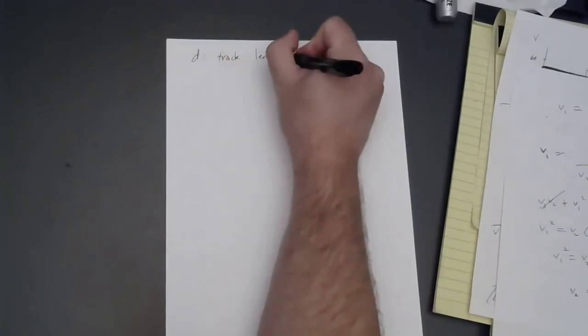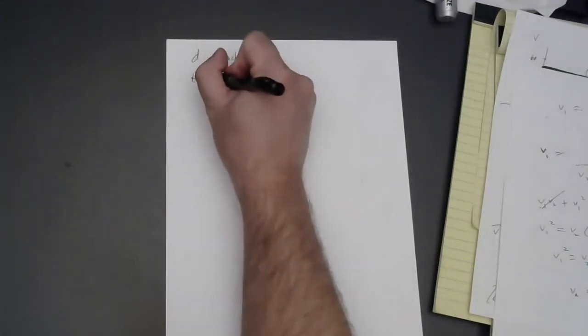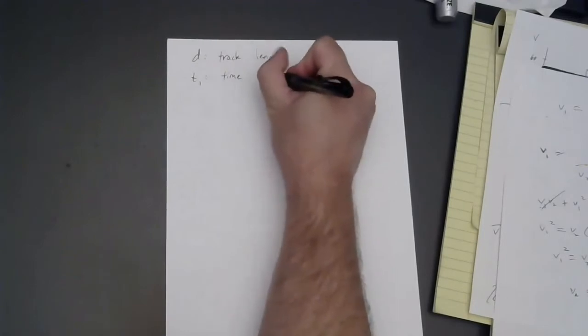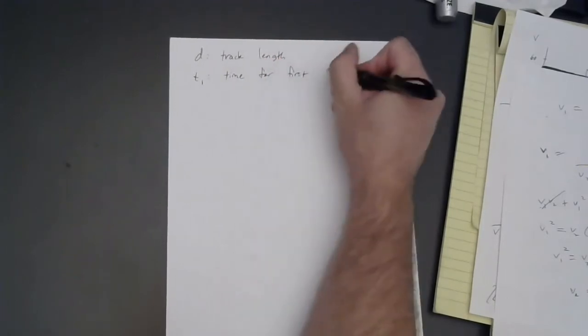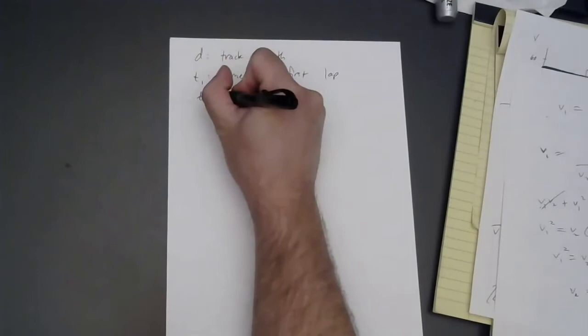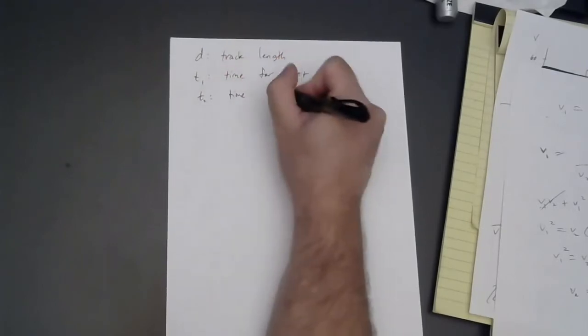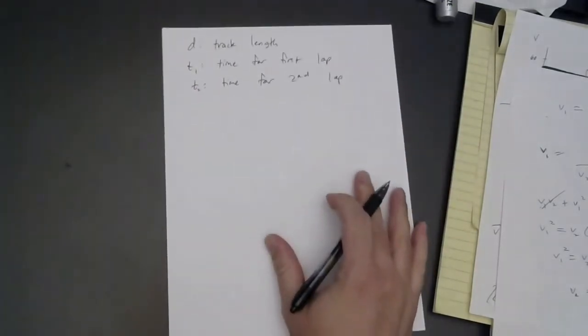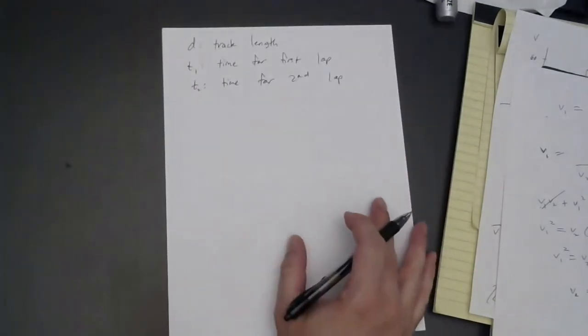So each lap, this person would have to run a distance D. I'll use the label T1 for the time to run the first lap. And of course, T2 would then be the time for the second lap. I think it's clear that V1 would be the speed at which they ran the first lap, by assumption, at a particular speed, and V2 is the required speed to run the second lap.